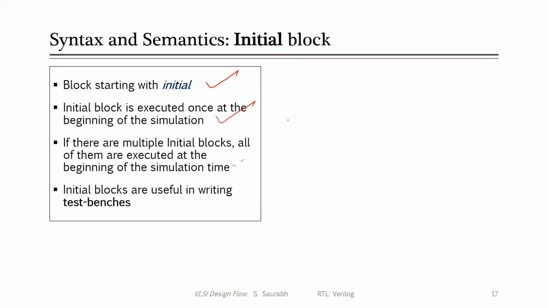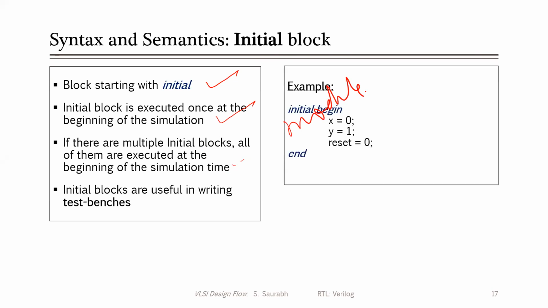Suppose I have a module. Inside this I write, this is how we write an initial block. It will be executed once, right? Now if you have say 10 initial blocks inside a module, which of them will be executed first?